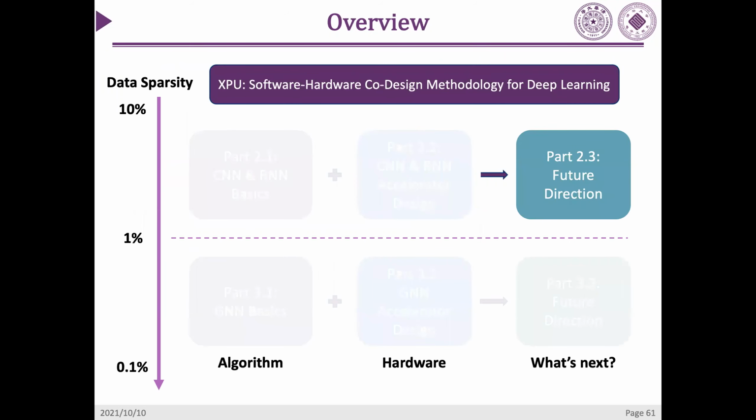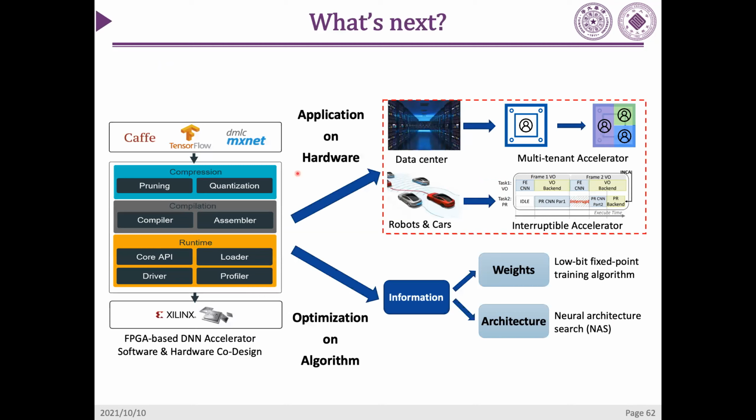Going to part 2.3, the future directions and some of our case studies. After we do the typical accelerator design, we are thinking about how to use the hardware on different applications. And the other way is how to optimize on the algorithm. That means how to carry the information. Does the weight carry the information, or does the neural network architecture carry the information?